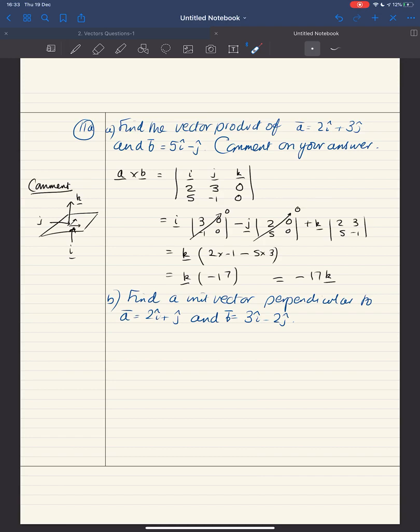Find a unit vector perpendicular to 2i plus j and 3i minus 2j. So again, we'll do A cross B for a vector perpendicular to A and B.